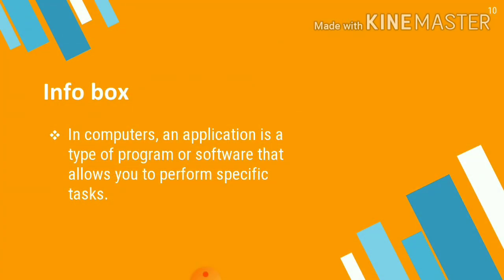Now the info box, it means information. In computers, an application is a type of program or software that allows you to perform a specific task.